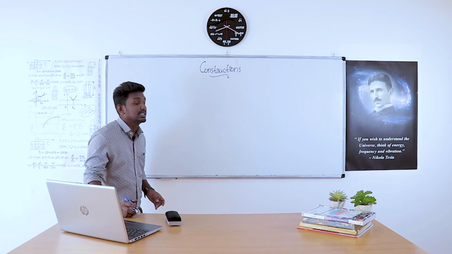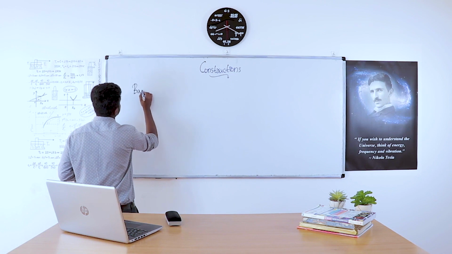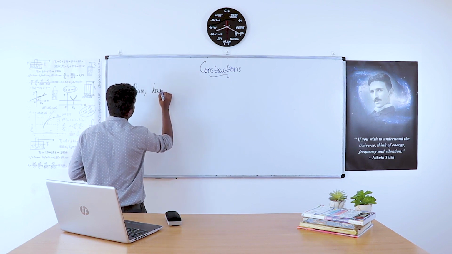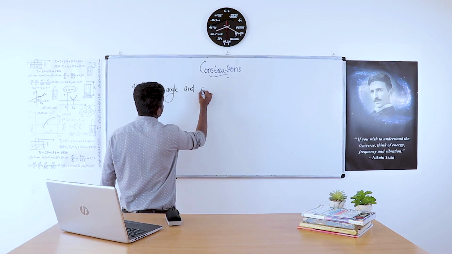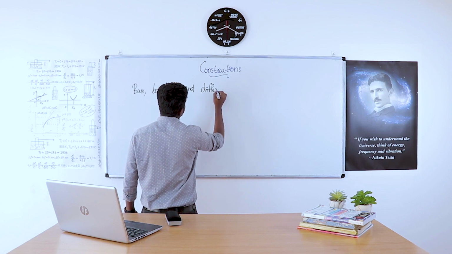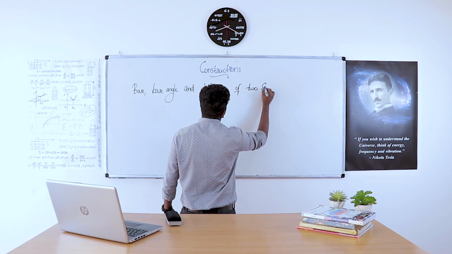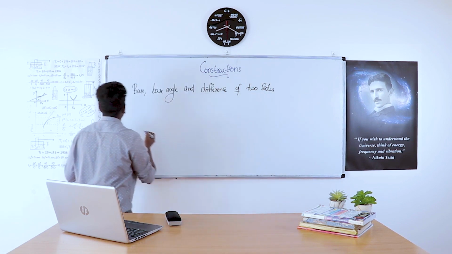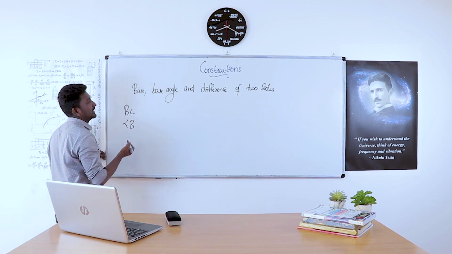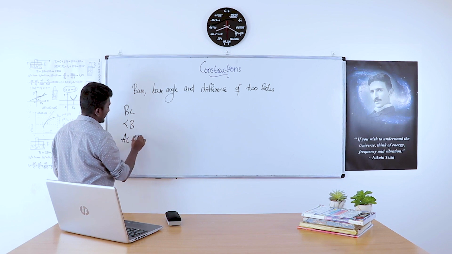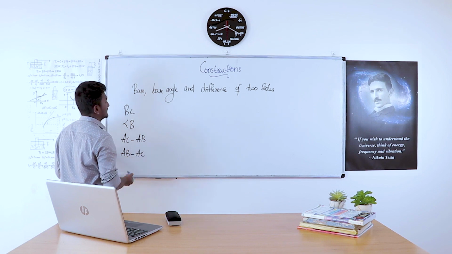The next method for constructing a triangle is that if you are given the base, base angle, and difference of two sides. That is, if the base BC is given, the base angle B is given, and the difference of two sides, that is AC minus AB or AB minus AC, is given.